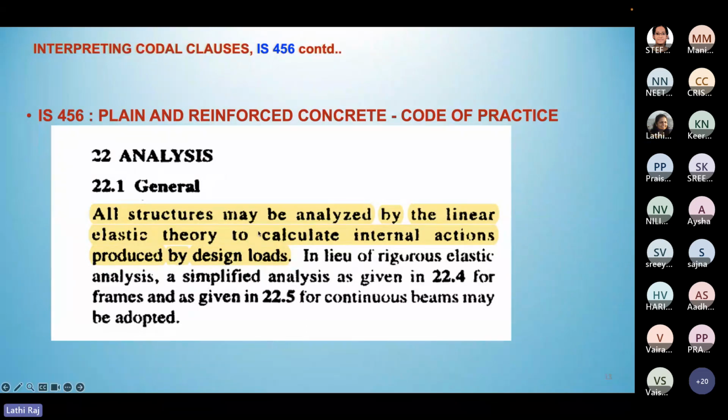Anybody? Are you doing the plastic analysis to find out the bending moment, or are you doing the elastic analysis? Hello, only Sajna is answering. Anyone else? How do you see this? I don't know.